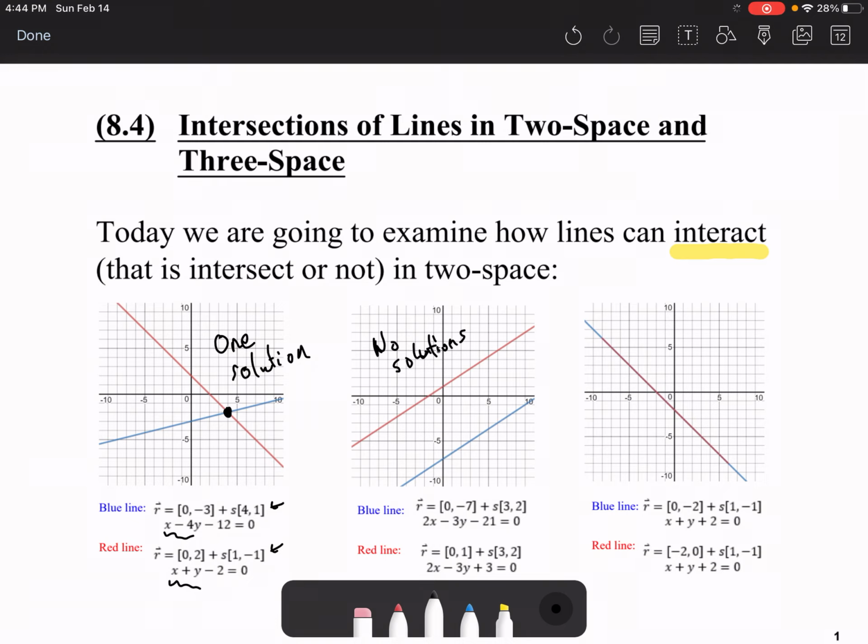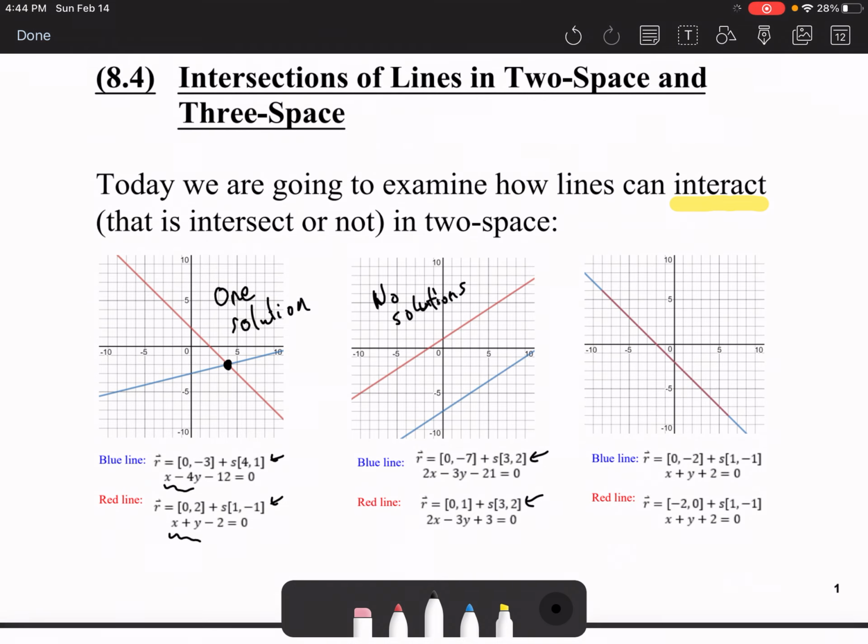Well, in vector form, you'll notice the directions are going to be scalar multiples of each other, but it takes a little bit more investigation in order to determine if they are the same line. However, if you have it in scalar form, you'll notice that these 2 equations are not the same, but the normals are exactly the same.